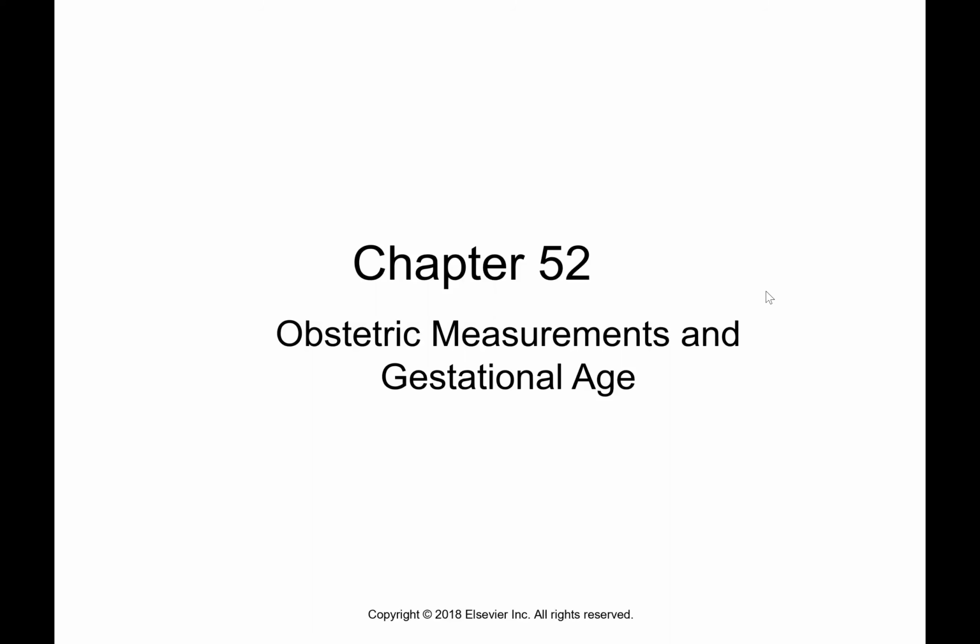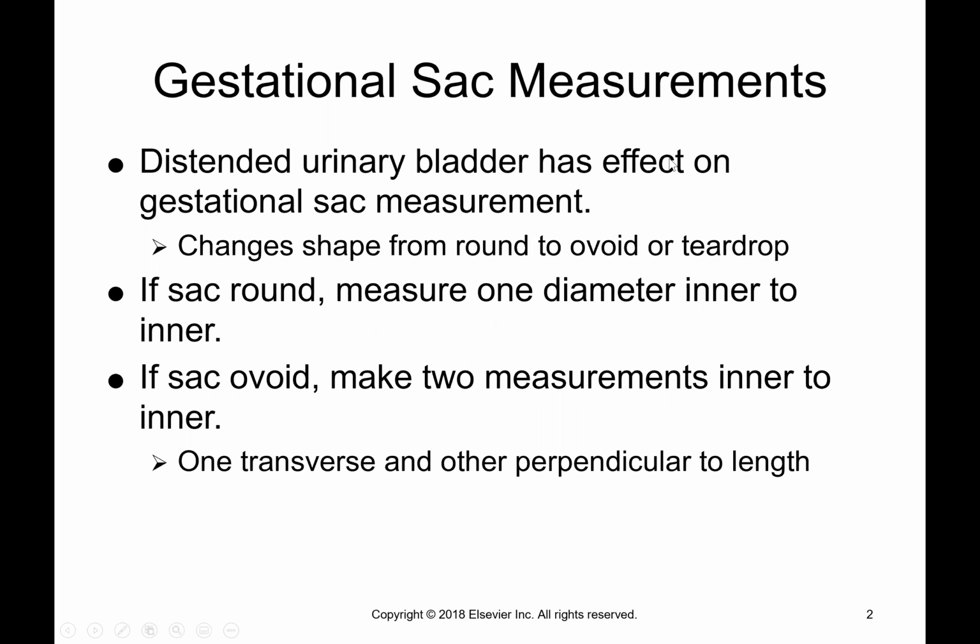Today we're going to talk about chapter 52, which is obstetric measurements and gestational age. So let's start with first trimester. If we can't see an embryo, we will want to go ahead and measure the gestational sac. Sometimes in early pregnancy, especially around 5 weeks, an embryo is not quite visualized yet. So we'll do a 3-dimensional gestational sac measurement to see how far along a patient could be.